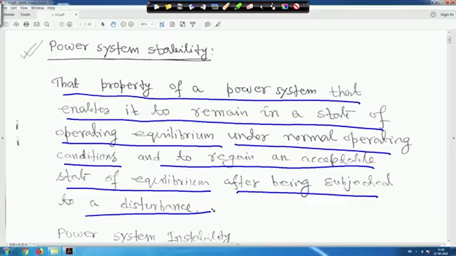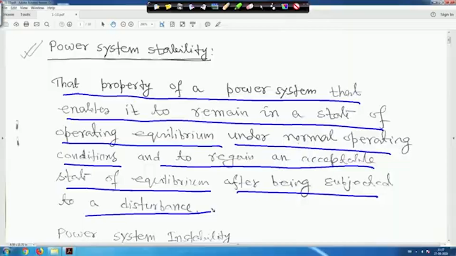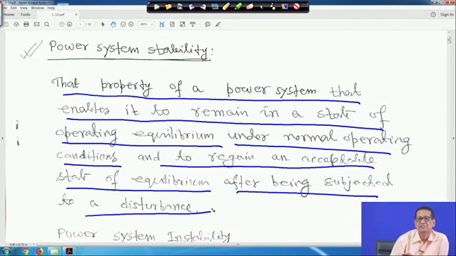That means even if it is subject to some disturbances, it will come back to its original equilibrium point, or to the vicinity of the equilibrium point. Then the power system will remain stable. An acceptable state of equilibrium means it will be very close to its previous equilibrium point, and it will remain stable. That is what we define as power system stability.